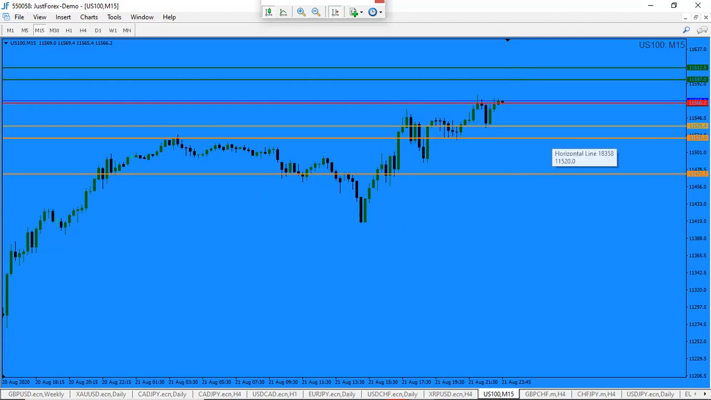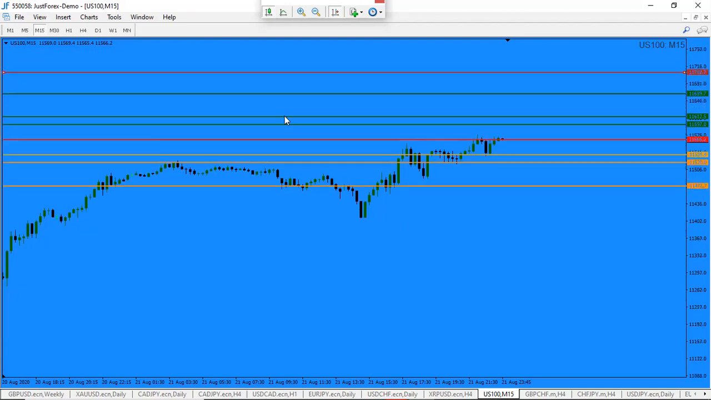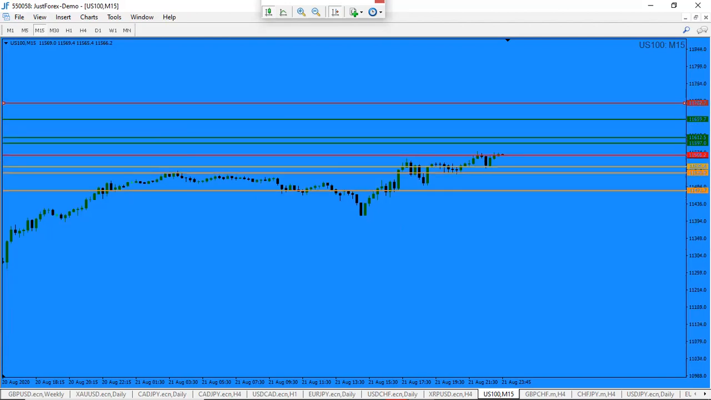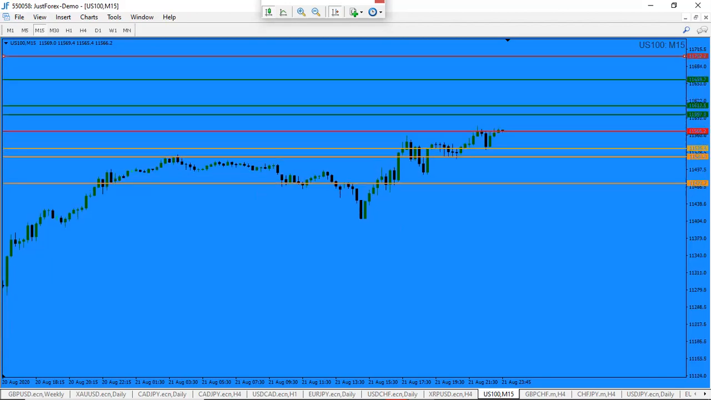So guys, feel free to come up with your own opinions. And remember, this is not investment advice. It's only for educational purposes. Try by all means to observe these levels.